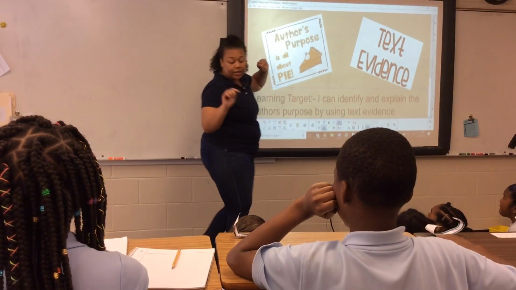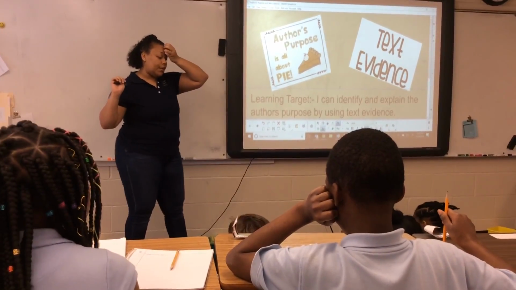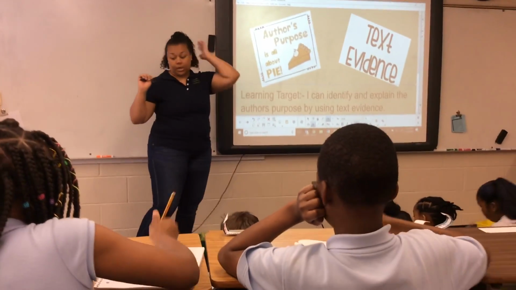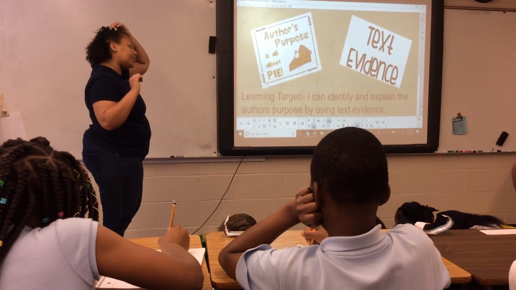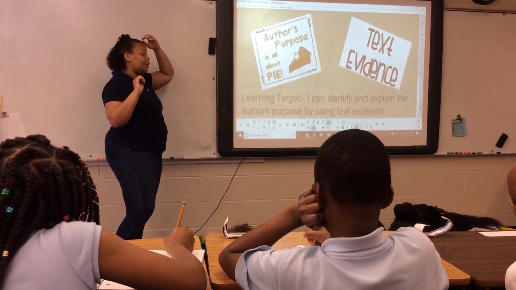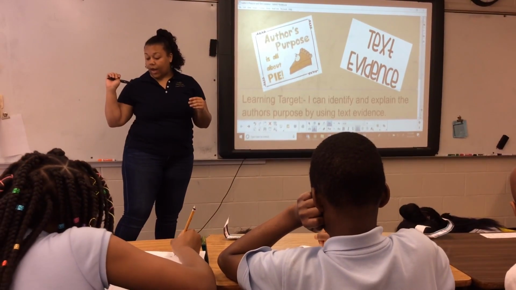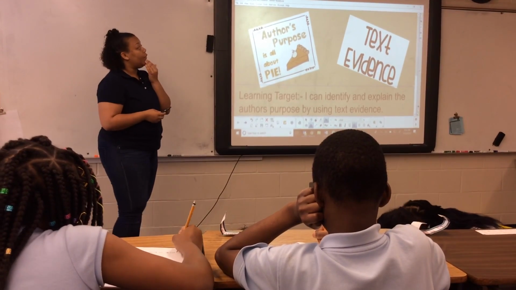Okay, so make sure you have today's date on your upper right-hand corner in your journal, which is May 16th, 2019. Then go ahead and write down the learning target. Today's learning target reads, I can identify and explain the author's purpose by using text evidence. When you're done with that, put your pencil down so I know that you are ready to move forward.